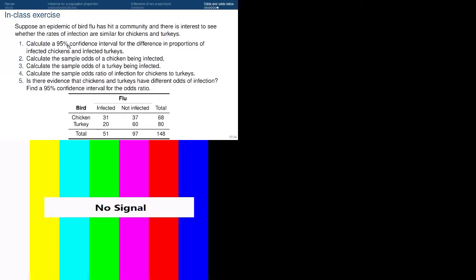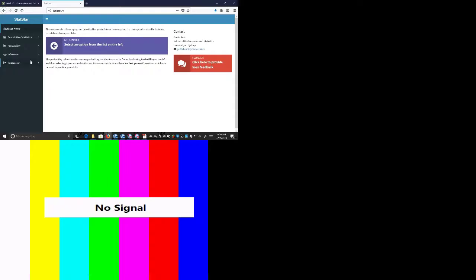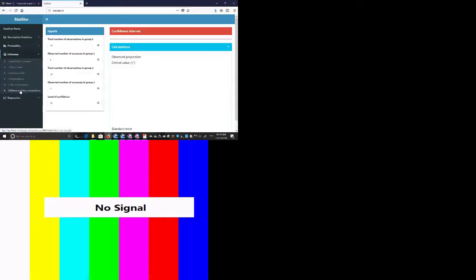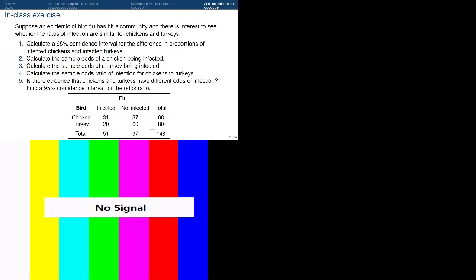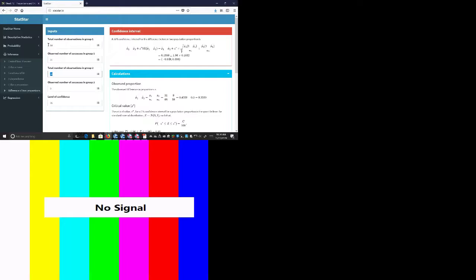So to calculate the 95% confidence interval for the difference in proportions, I'm just going to use StatStar. All right, so let's reload that. In order to do this, we would use inference, difference in two proportions, and if we wanted to calculate this by hand, we would use this formula here for the confidence interval for a difference in population proportions. But here, what do we have in group 1? 31 out of 68, and we got 20 infected out of 80, and we wanted to do a 95% confidence interval.